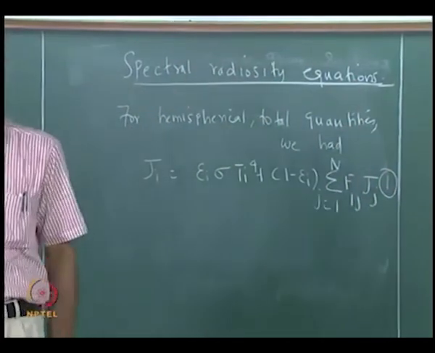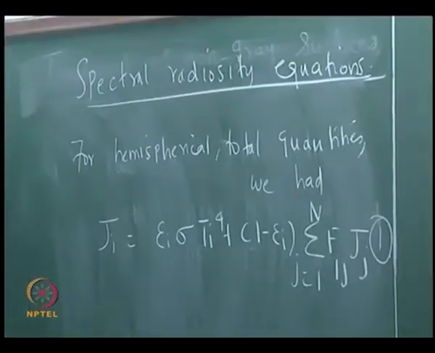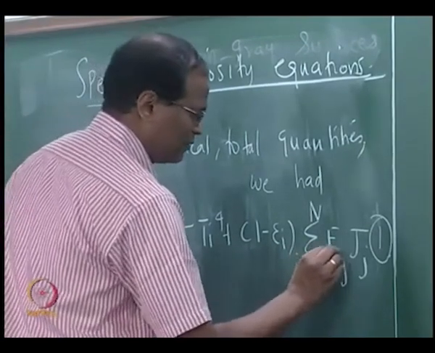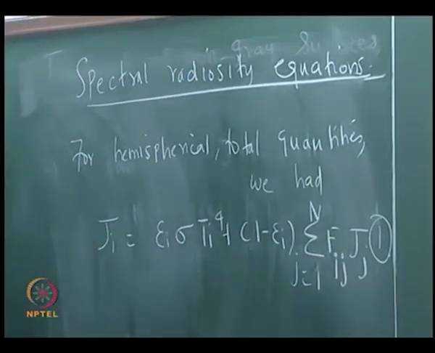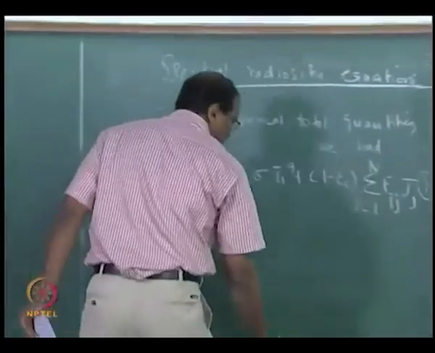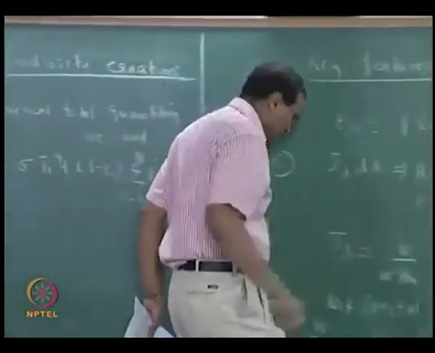We know this. J equal to 1. Now, the spectral radiosity formulation, watch this very carefully. I will write it with orange chalk.